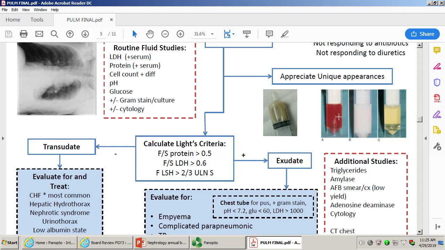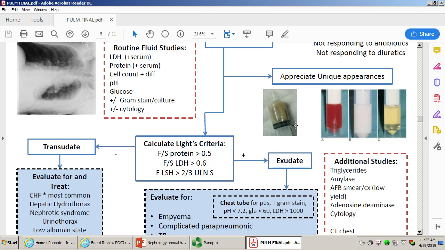This one, bloody, cytology. What are other things you think of with blood? Asbestos. I don't know about RA. PE could sometimes be bloody. Trauma, right? Maybe a hemothorax. Usually it wouldn't be this translucent.